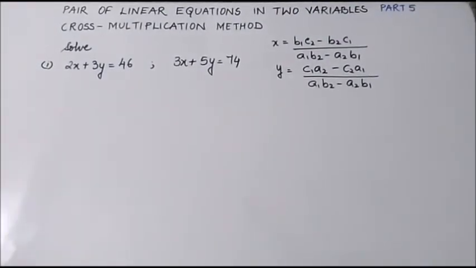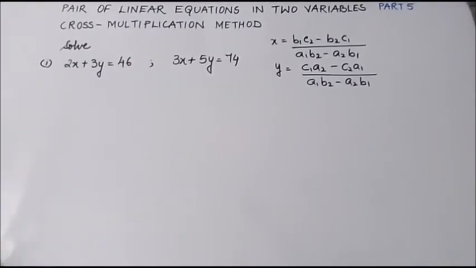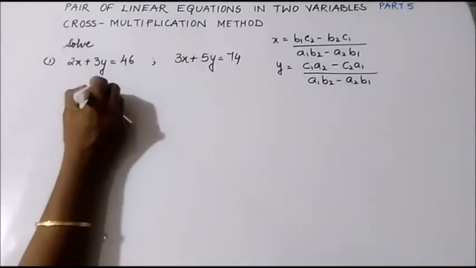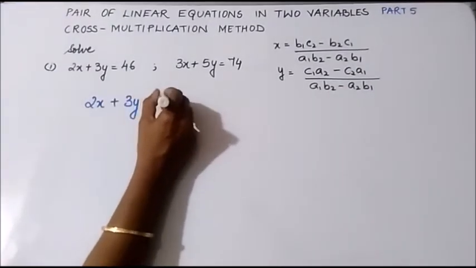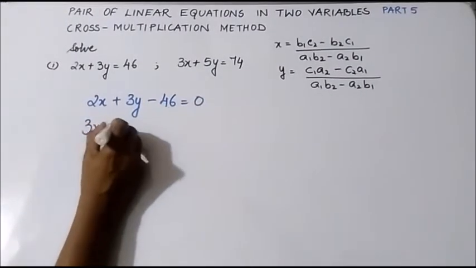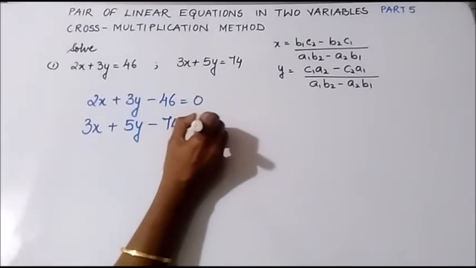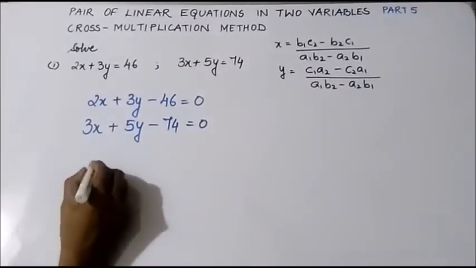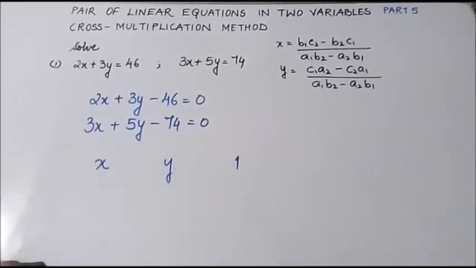In cross multiplication method, the first thing that we have to do is write the equation in standard form. That is 2x plus 3y minus 46 equal to 0, and 3x plus 5y minus 74 equal to 0. Now here we write x, y and 1.